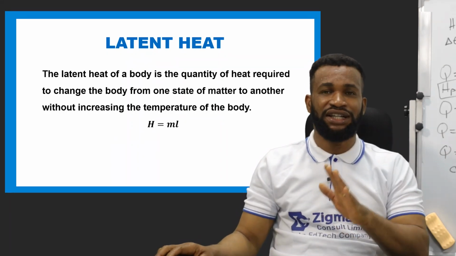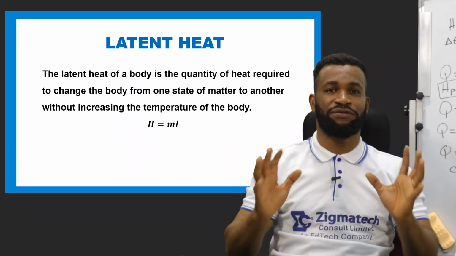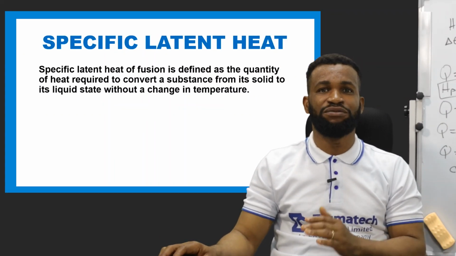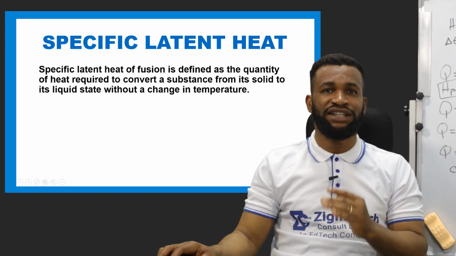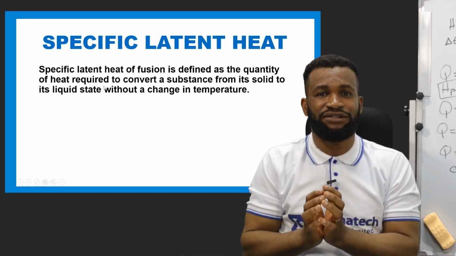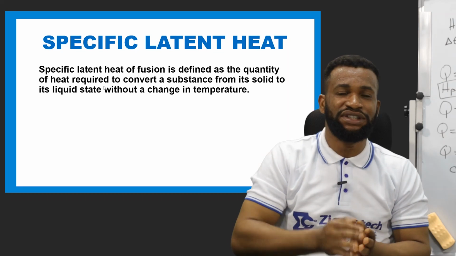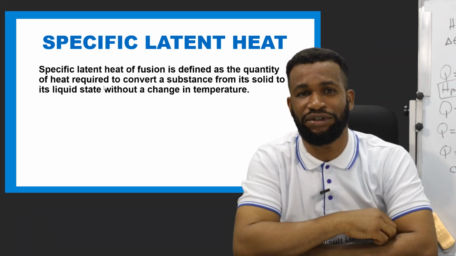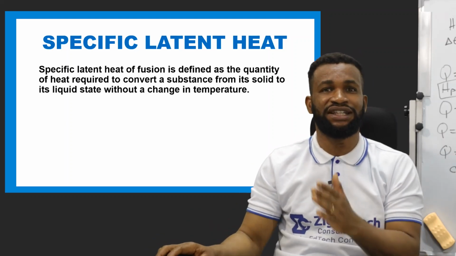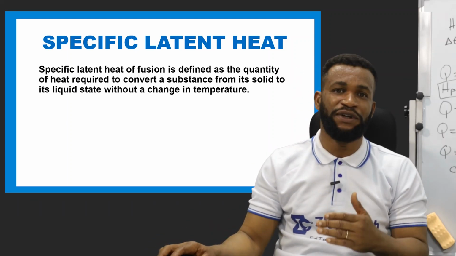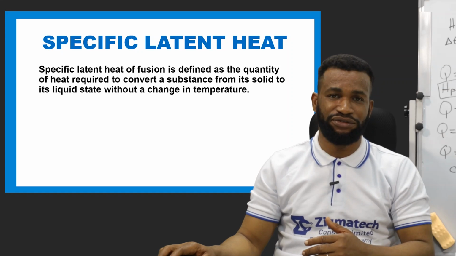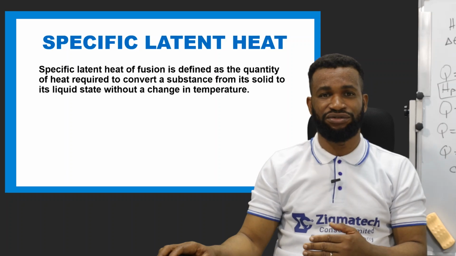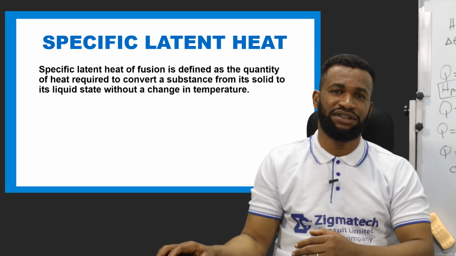In the same way, latent heat is talking about change of state of a substance. But when we talk about specific latent heat, we are talking about the unit mass of a body, the quantity of heat needed to change the state of a unit mass of a body without a change in temperature. So we have specific latent heat of fusion. We also have specific latent heat of vaporization. Different questions are going to lead us and guide us to mastering each of these latent heats.